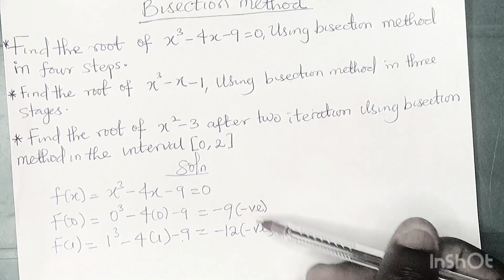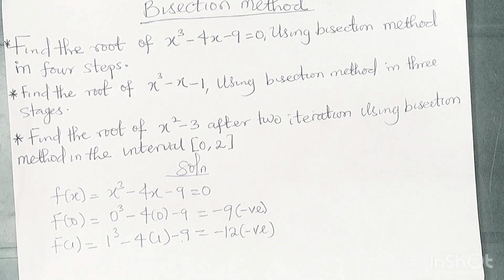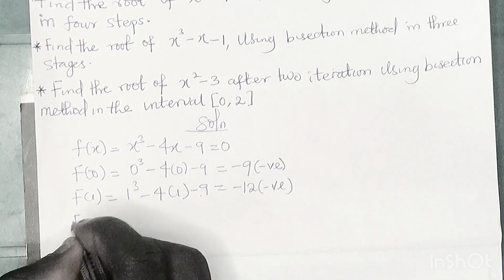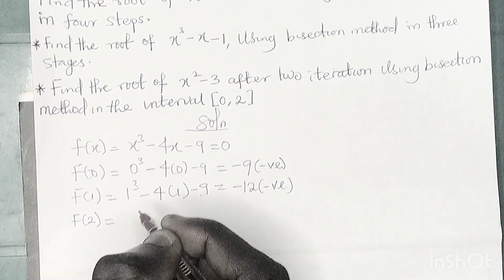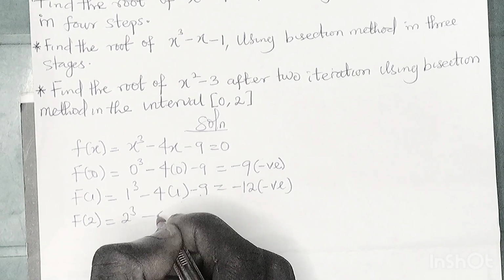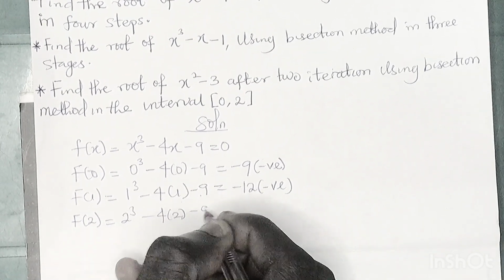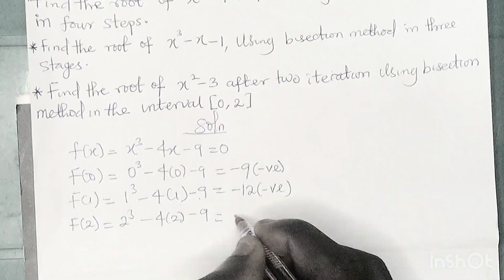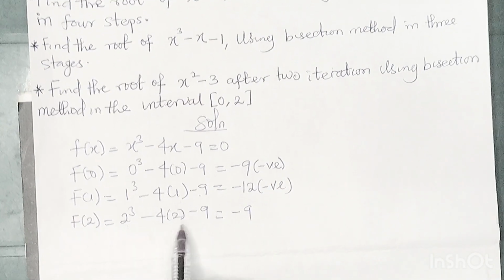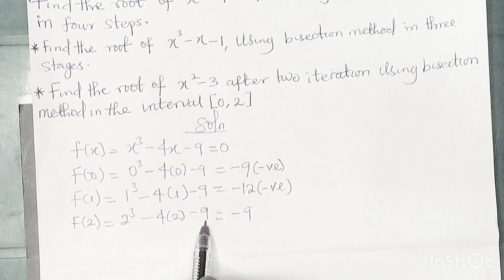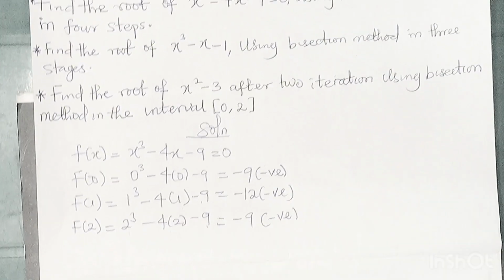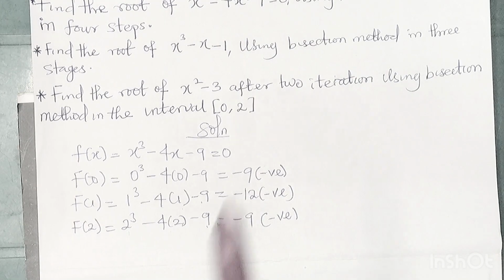Now, because I get negative, I can't use this number. So I have to go on to the next number. The next number is 2, so that will give f of 2. That will give us 2 raised to power 3 minus 4 into 2 minus 9. If you do this, you are going to get a negative number also, which will be negative 9, because this is 8, this is 8, and the only thing I'll be left with is minus 9. You can see that I still have a negative number here. I still can't use it. I need to still move on.